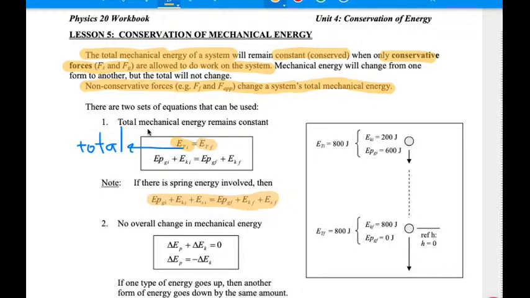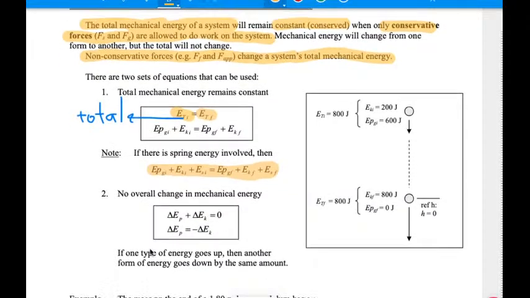So total mechanical energy, initial and final, is our first one. Our second would be no overall change in mechanical energy. So here we're doing change of potential plus change of kinetic equals 0, right? If you actually rearrange this formula to have all of the potential energy on one side and all the kinetic energy on the other, we'd get the same equation. It's just a different way of formatting it, a different template to work with.